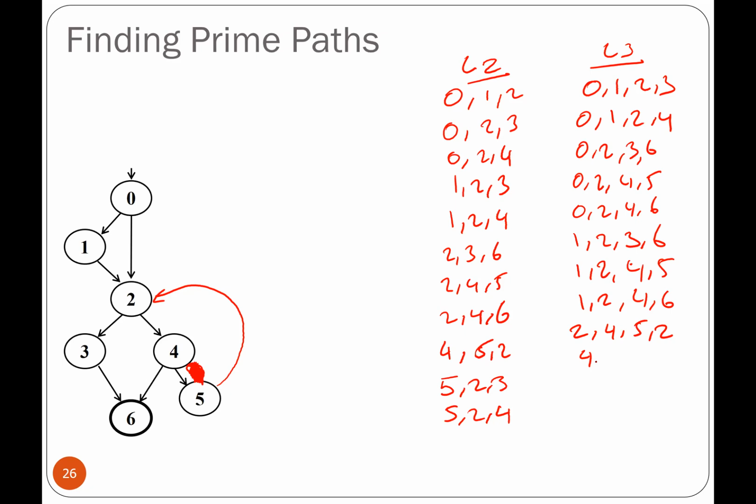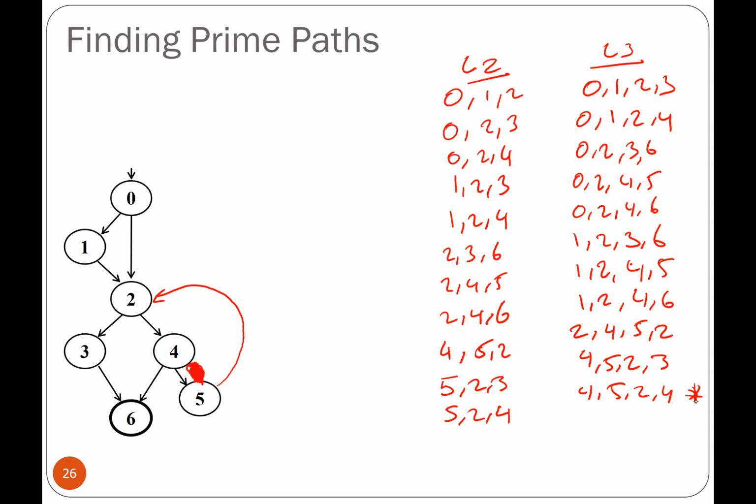4, you got 4, 5, 4, 5, 2, 3. Before we do 4, 5, 2, 4, we want to do 4, 5, 2, 3. Okay, remember 4, 5, 2, 4, and I can already tell that this is a loop. But then, what else do we have?